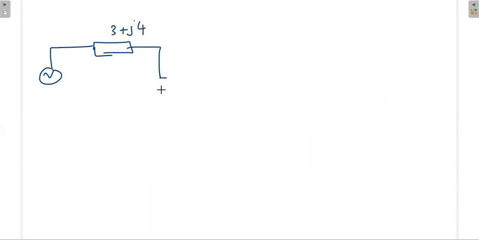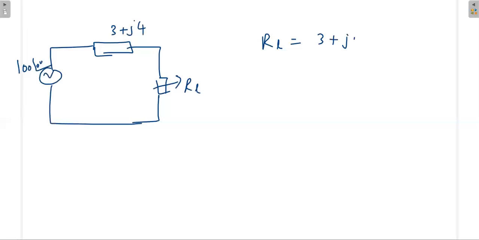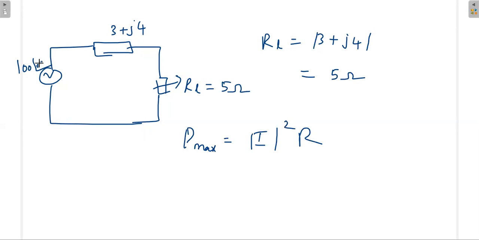RL we have to calculate, that is variable. What should be the value of RL under this condition? Whenever you have this format, RL is just the modulus value of the source impedance ZS. Once we take the modulus, that is 5 ohm. So RL is 5 ohm. And again, what is the maximum power? P maximum is equal to I square R. We consider that this is already in RMS, so I can directly use this value.